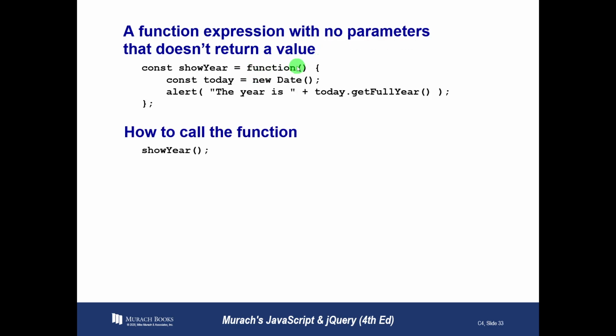Here's a function. It takes no parameters, and in between the curly braces is the code that will run when somebody calls the function. And it's the same code we saw before, where a new date object is created and assigned to today, and then it alerts and pops up the year and gets the full year part of the today object. Okay. That function was assigned to this constant showYear. So for us to call this, we just call showYear, the name of the constant we declared up here, with empty parentheses because this function doesn't require any parameters. And it will do the code as it's written.